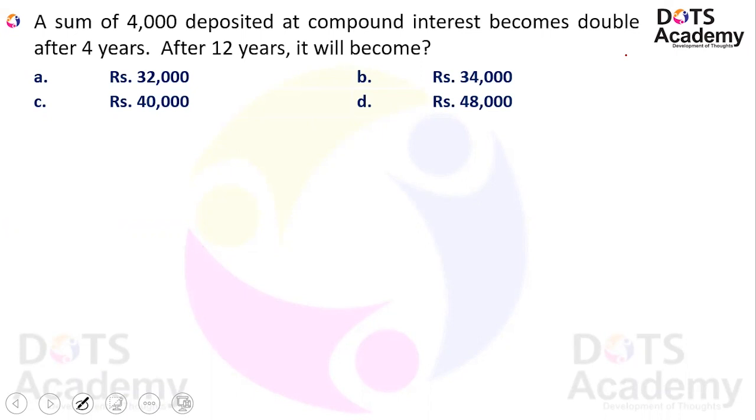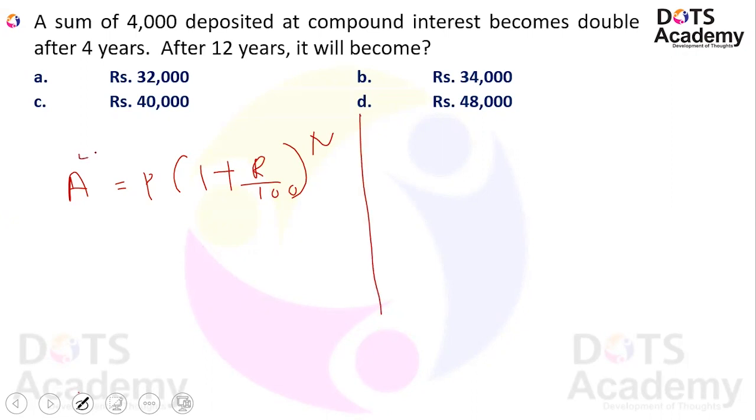We can solve this problem using two methods. One is a traditional method and the other is a shortcut. First, we can follow the traditional method. Amount is equal to principal into 1 plus r by 100, the whole raised to n, is the general equation for compound interest, where A is the amount, P is the principal, R is the rate, and n is the number of years.